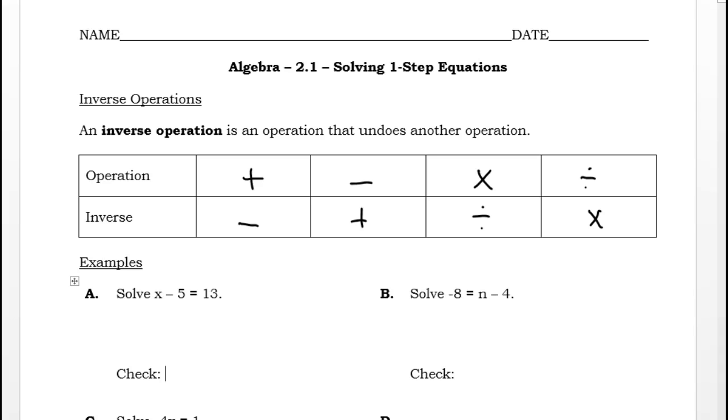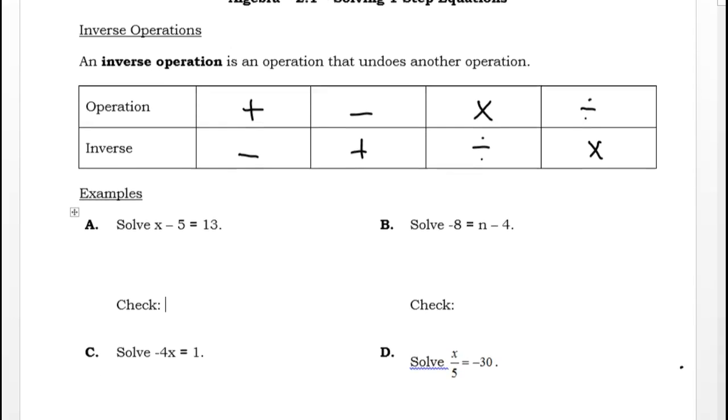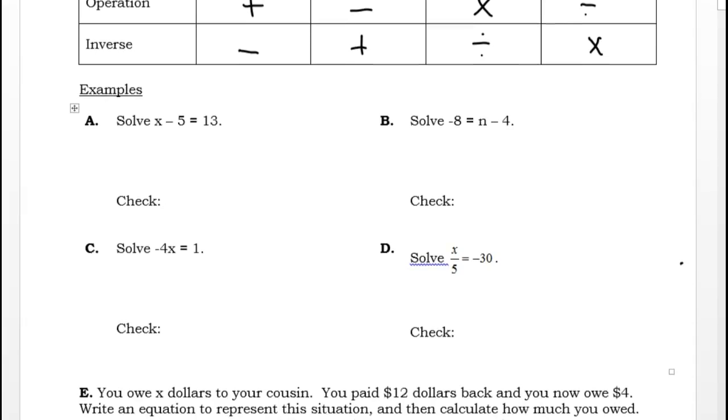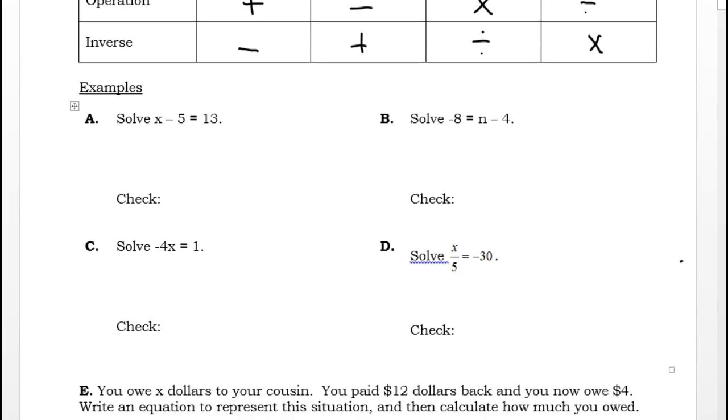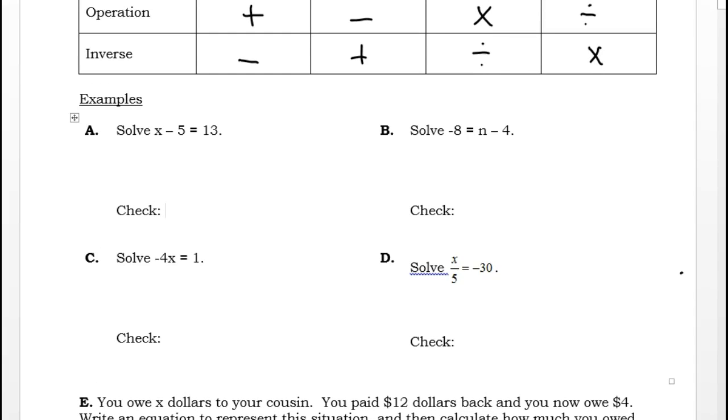So we are going to practice using inverse operations to solve some one-step equations. One step means we're only going to have to do one thing to find the answer. So example A says solve x minus 5 equals 13. The operation that I see combining the x and the 5 is a minus, and the inverse of minus is plus. So to solve this, I'm trying to get the x by itself. I need to add 5 to both sides of the equation.